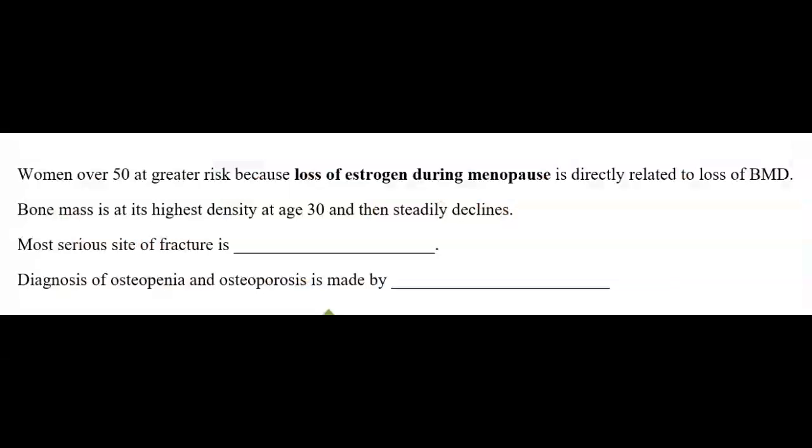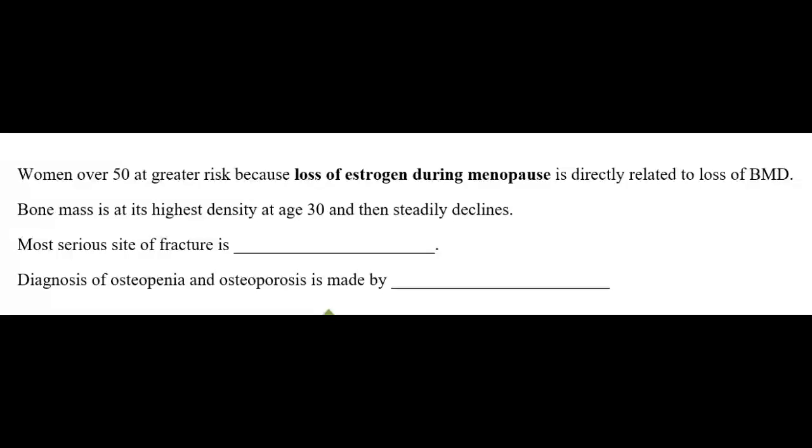Women older than 50 years are at greatest risk because the loss of estrogen during menopause is greatly related to the loss of bone mass density. Bone mass is at its highest density at age 30 and then steadily declines. The most serious fracture site is the hip, and a hip fracture is the second most common reason for older women to be placed in nursing homes, exceeded only by Alzheimer's disease. Women who experience hip or vertebral fracture may have long-term, progressive, and debilitating health problems that eventually lead to death.